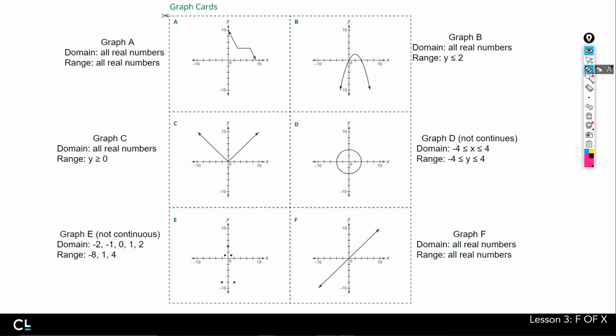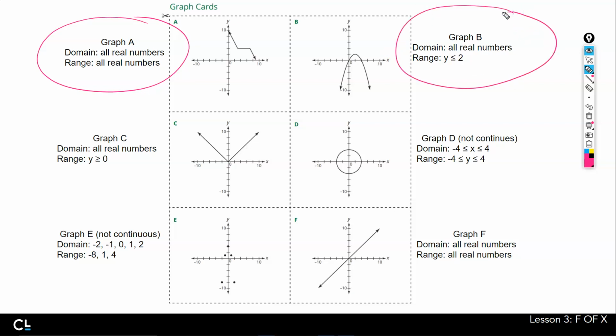Look at graph A. Graph A for the domain are all real numbers. The range is also all real numbers. Graph B is a little different. The domain represents all your x values, but your range are only the values of y that are less than or equal to 2. Graph C is a little similar. Graph C, your domain is all real numbers. Your range is everything greater than or equal to y on your y-axis.